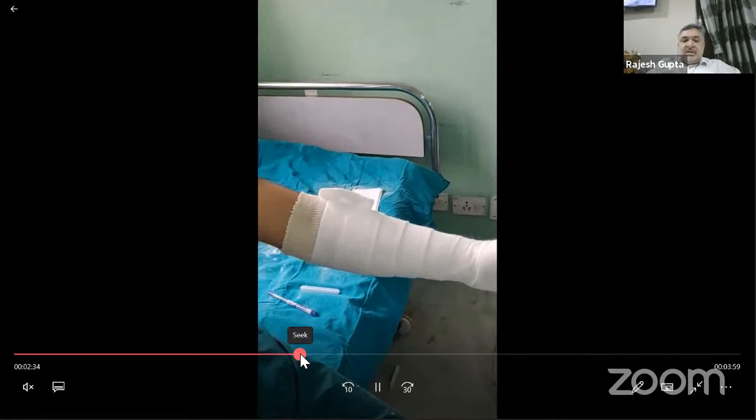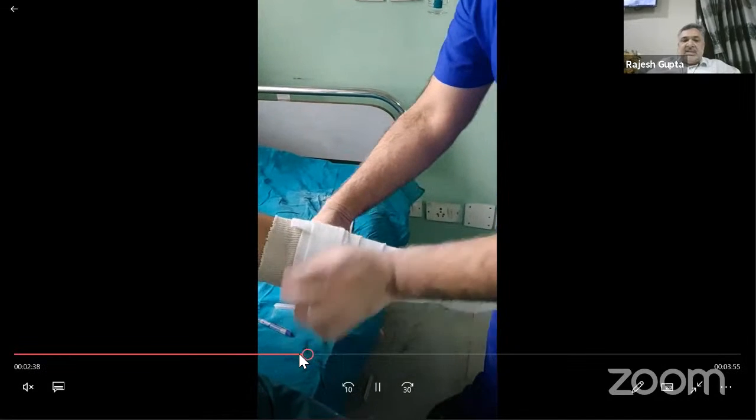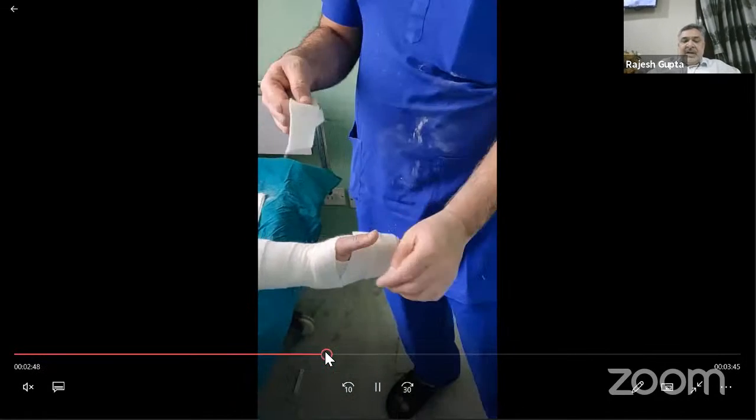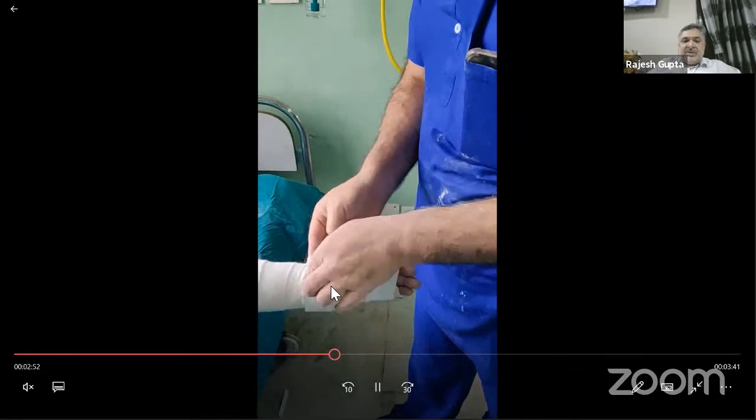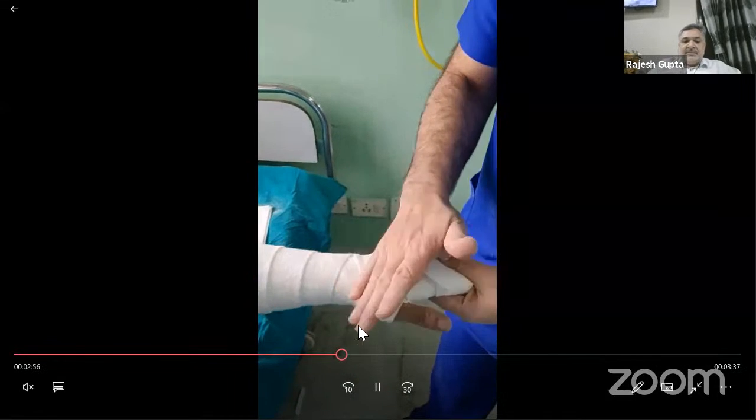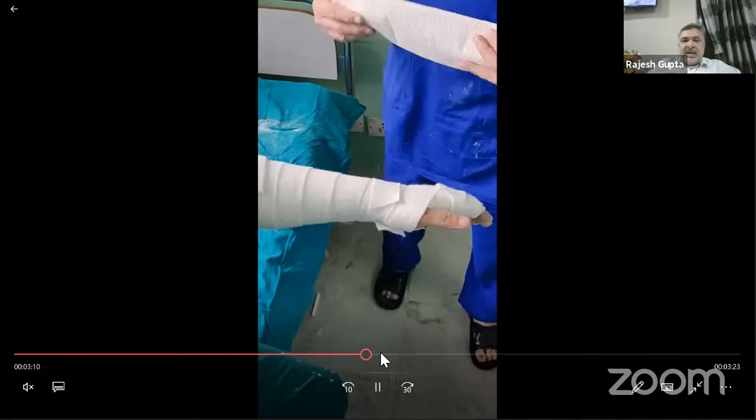Now, another important thing is at the edges of the plaster cast or slab, we should apply some extra padding to prevent rubbing of the sharp edges of the plaster. And we should also apply it on the bony prominences, like here on the ulnar head. So some extra padding has to be applied at the bony prominences and at the ends of the plaster or slab.